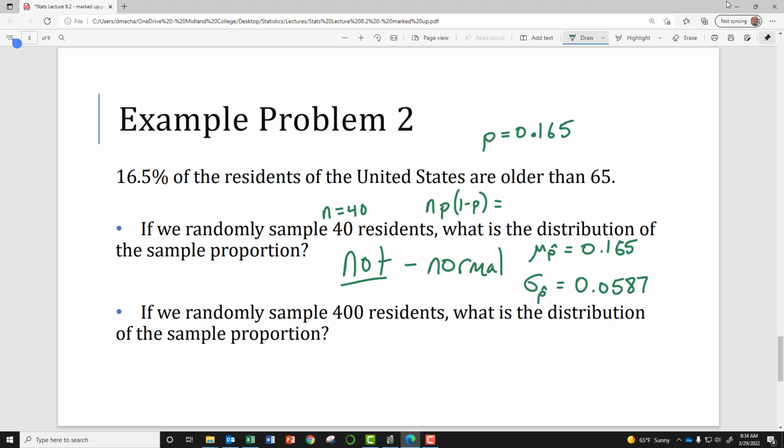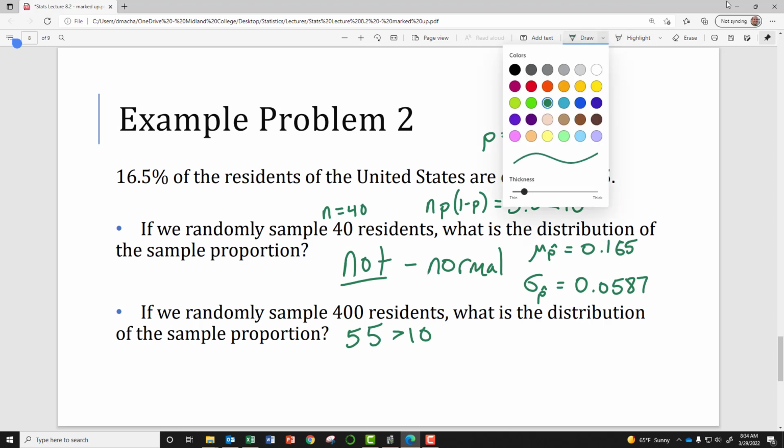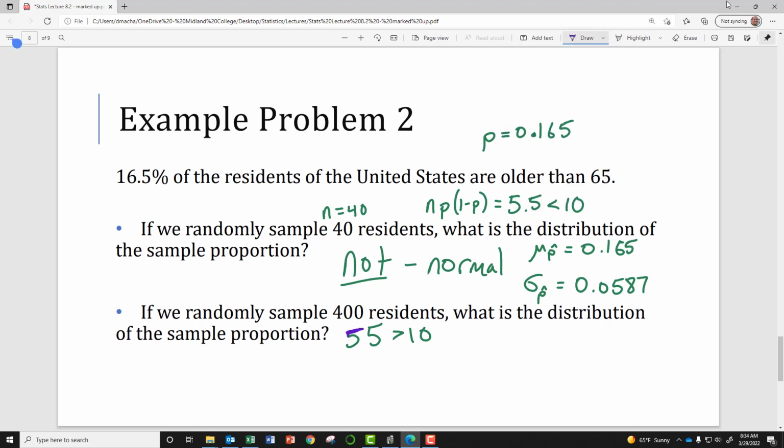What if we boost this to 400 residents, right? So now my n is no longer 40, but my n is 400. I should calculate n times p times 1 minus p to be 55. And that is actually greater than 10 this time. This time your n times p times 1 minus p is greater than 10, which tells me that this is very nearly normally distributed. And so this is a normal distribution.